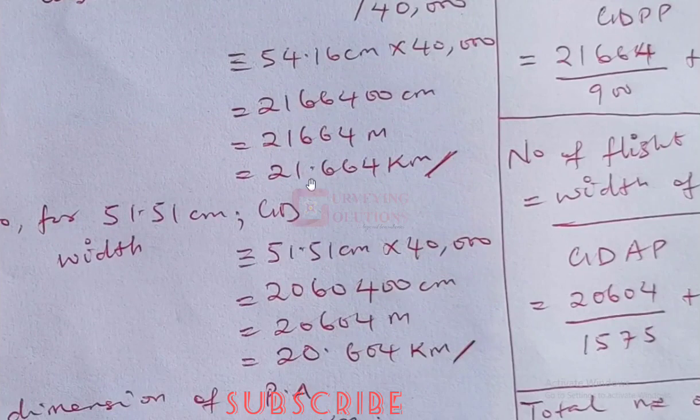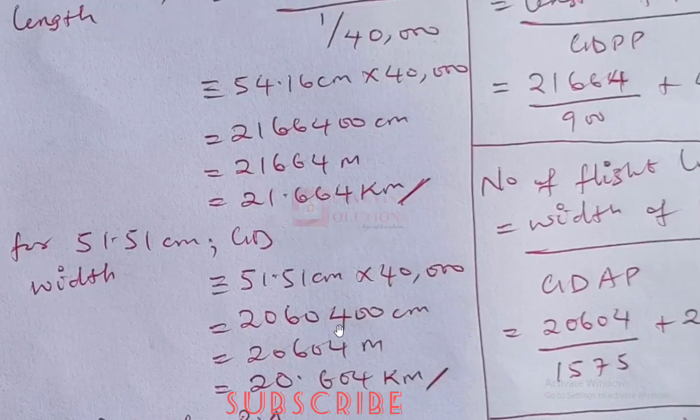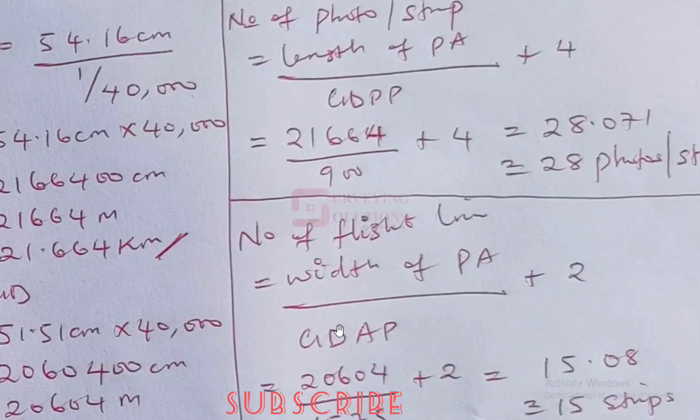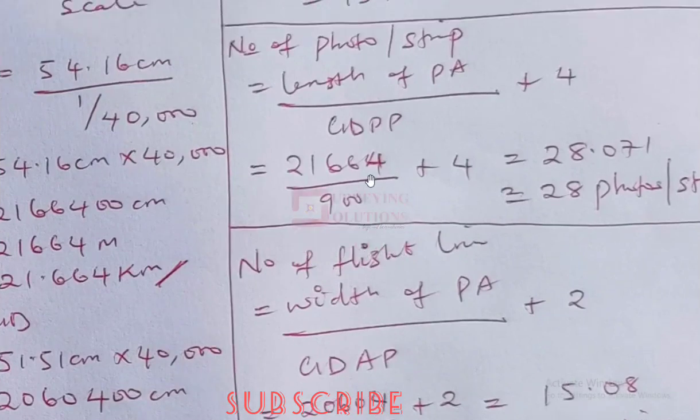We have 21,664 as we've seen it here. Then the width is 20,604, right? Good. So that's the length of the project area. So 21,664 divided by the ground distance between principal points, which we calculated a while ago, plus 4. So if you do that on your calculator, you should be able to come up with, divided by 900, what?